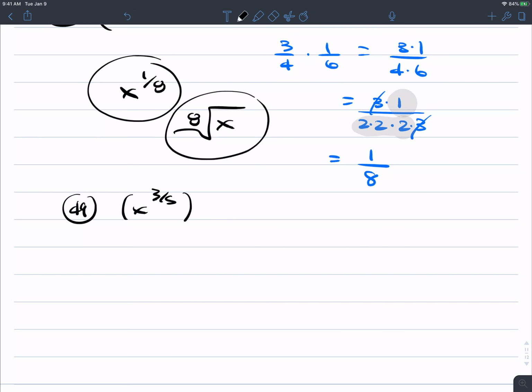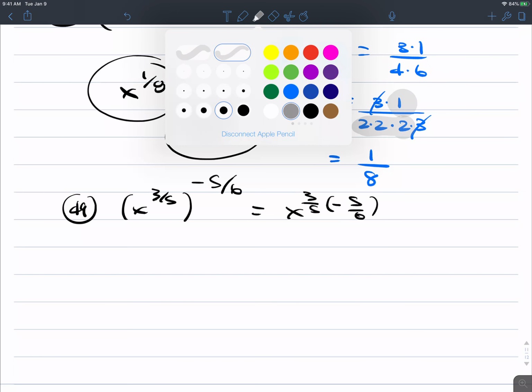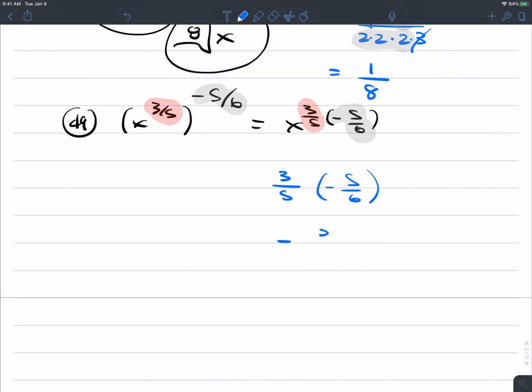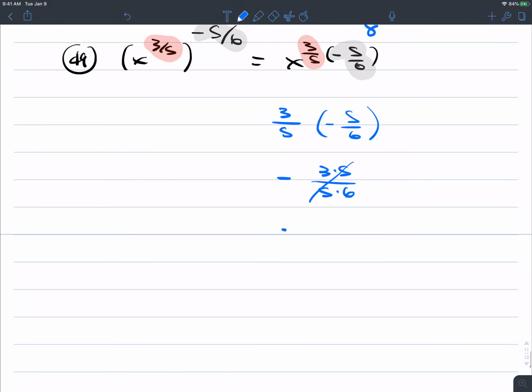x to the 3/5 raised to the negative 5/6. We keep the base. We multiply the powers. Let's double check. First fraction right here multiplied to the second fraction right here. So here's our work. This all comes down to just arithmetic with fractions. Positive times a negative is a negative. So that's 3 times 5 over 5 times 6. Oh, the 5's cancel. So we got negative 3/6. What is this reduced to? It's negative 1/2. Is that right?